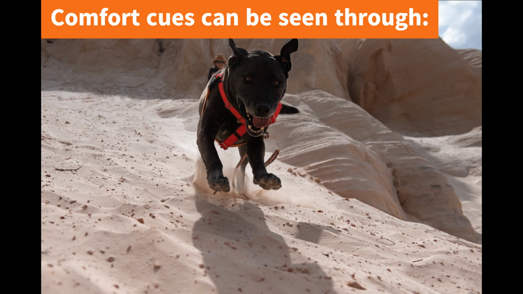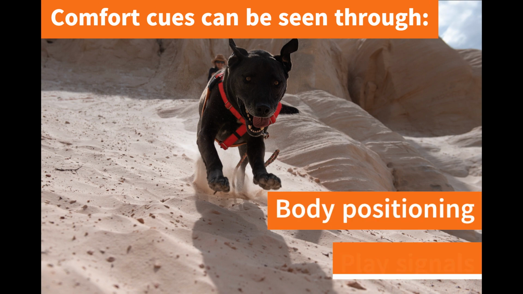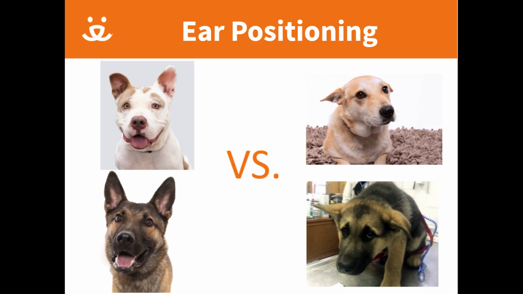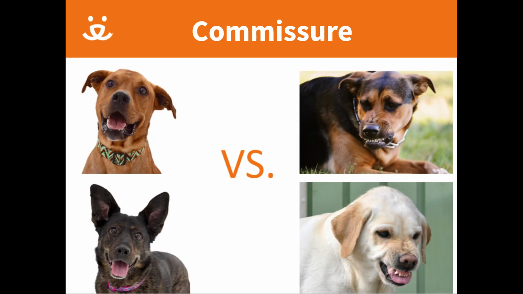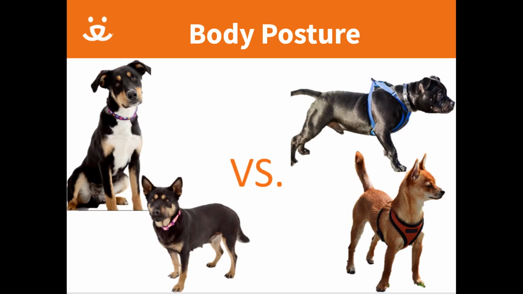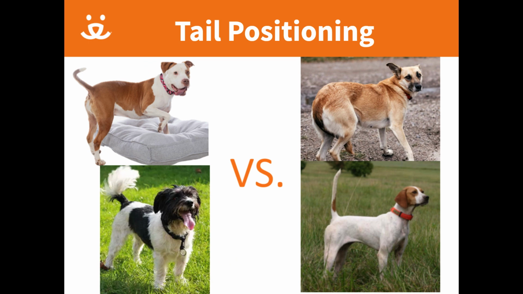Comfort cues can be seen through body positioning and play signals. Some signs of body positioning are ears held high and back, open and loose mouth with relaxed commissure, which is where the corners of the mouth where lips meet. Loose and relaxed body posture. Tail positioned at half-mast.